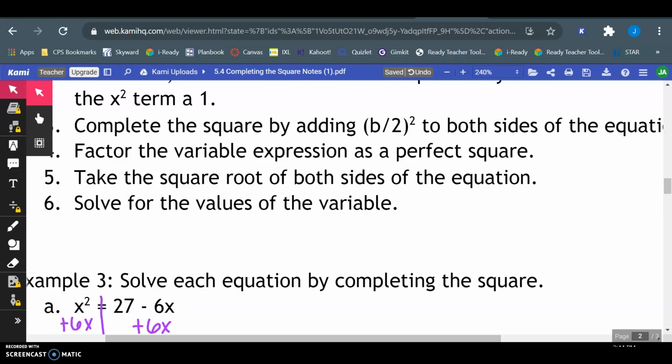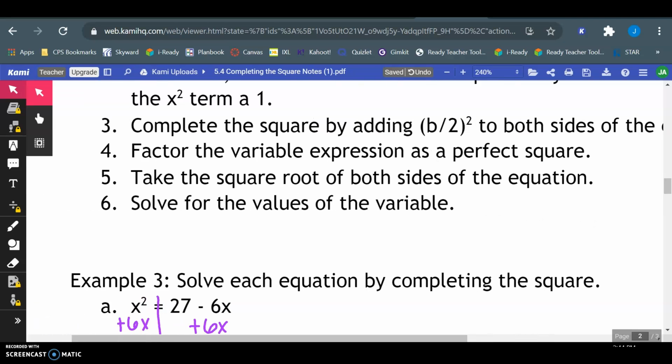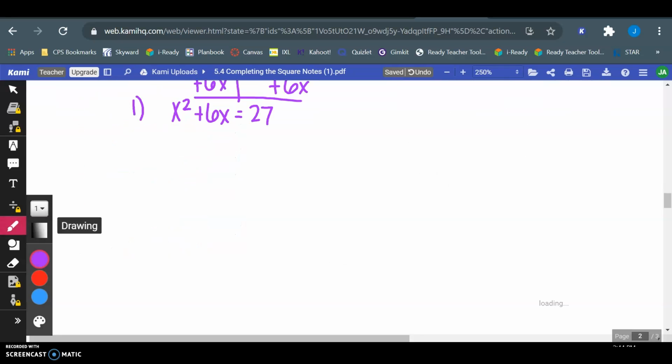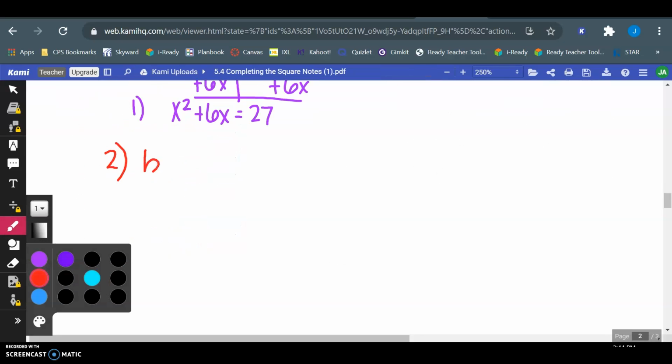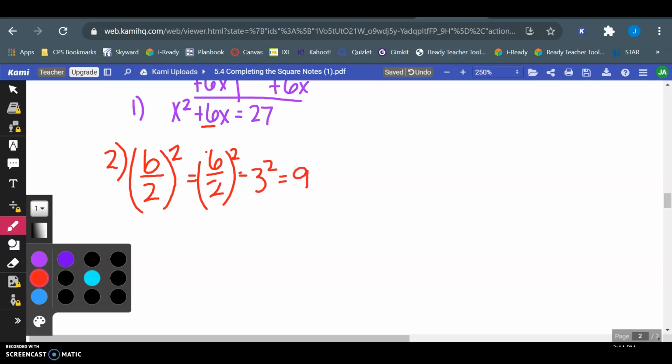It says complete the square by adding b over 2 squared to both sides of our equation. So, step 3. We have to figure out what b over 2 squared is. Remember, b is the coefficient in front of just the regular x. So we're going to have 6 over 2 squared, which would be 3 squared, which is 9. So it said to add that to both sides of our equation. So I'm going to have x squared plus 6x plus 9. And then on the other side, I'm going to have 27 plus 9, which is 36.